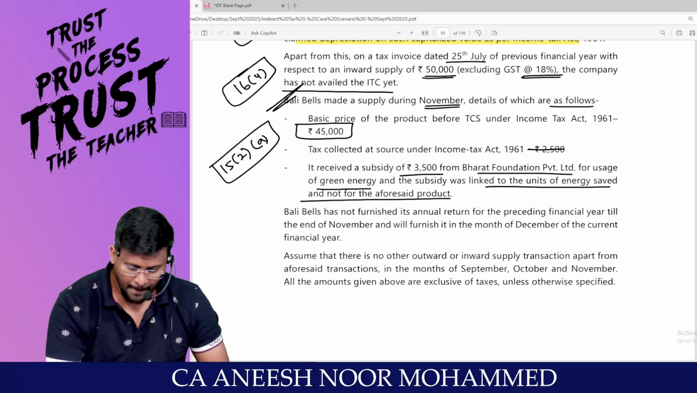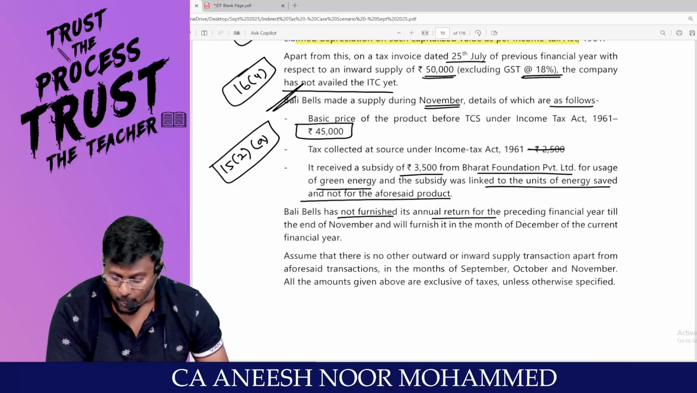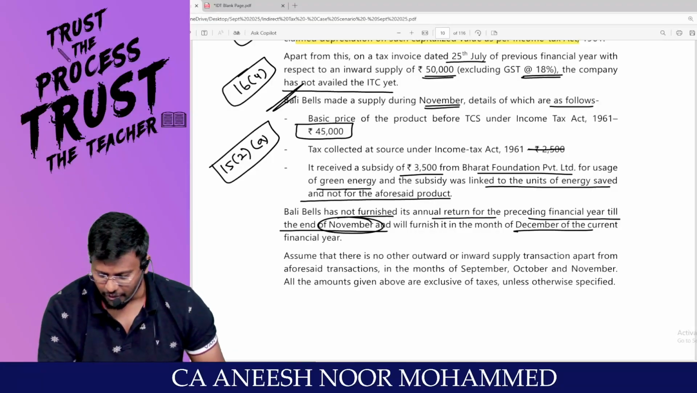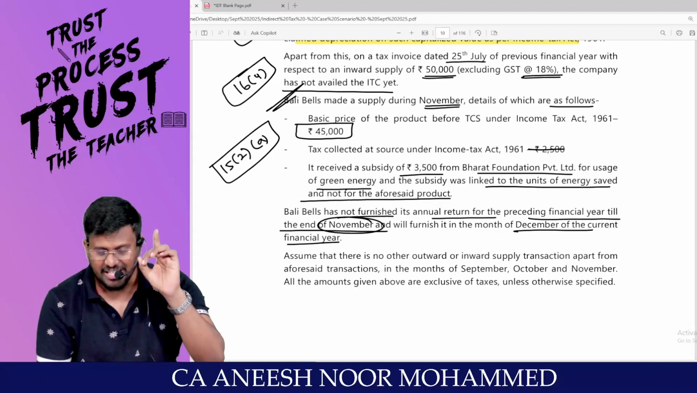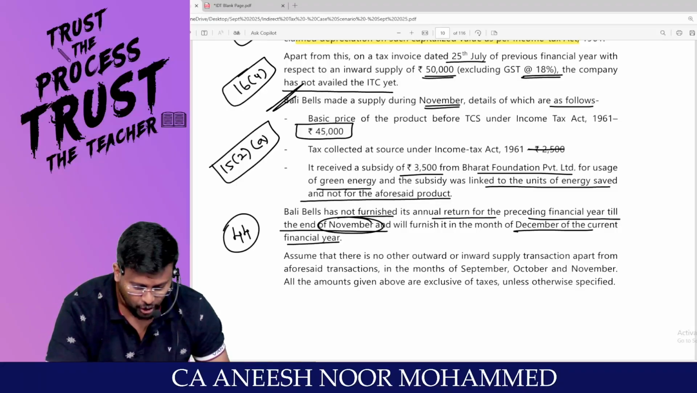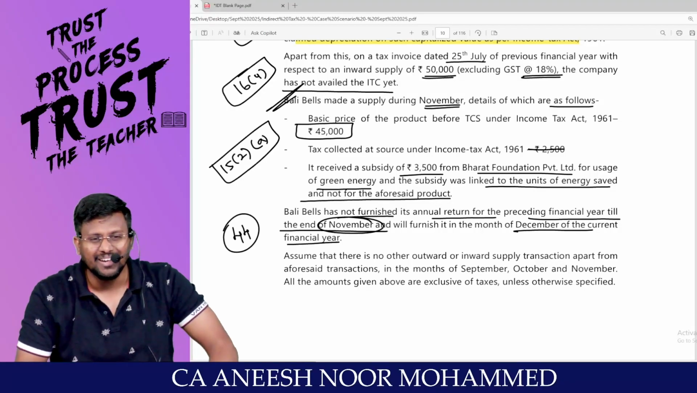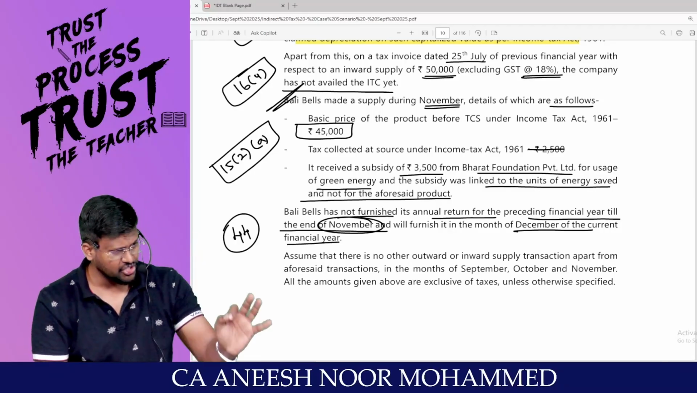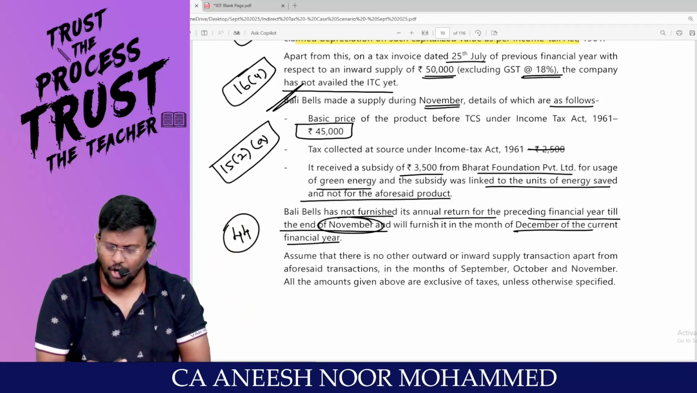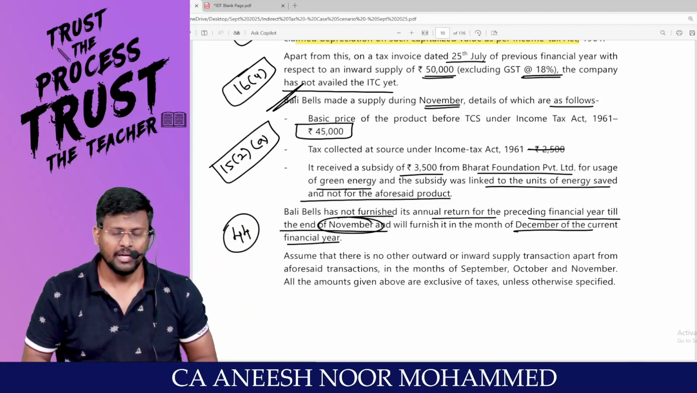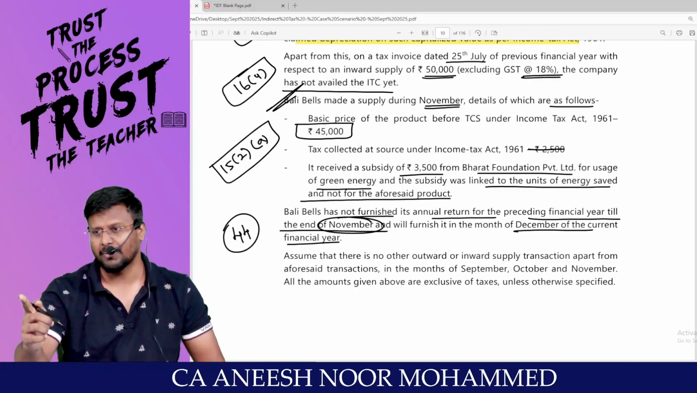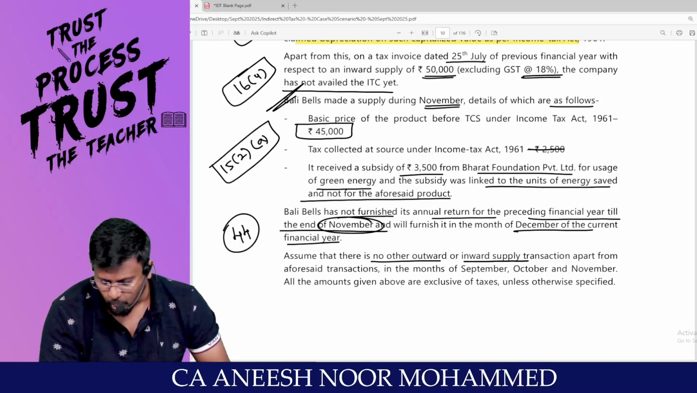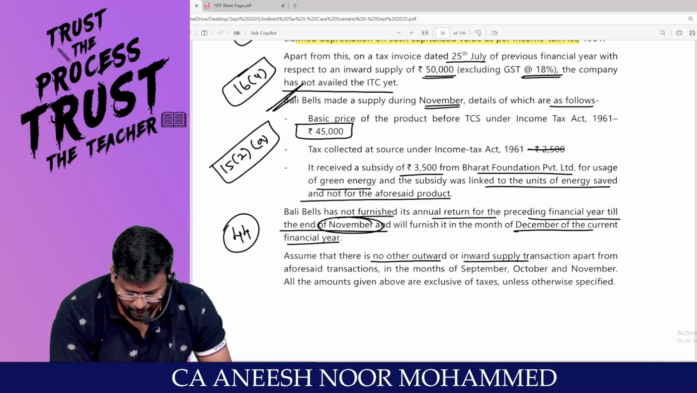Are you remembering? Bali Bells have not furnished their annual return for the preceding financial year till the end of November and will furnish it in the month of December for the current financial year. That means they are talking about the annual return, section 44. As per section 44, the annual return can be filed, sir, till 31st of December. The due date of furnishing the annual return is 31st of December. They have not filed it till November because I am in the month of November. Even though you have not filed the annual return, 30th November is the last date to avail the ITC of the last year. Accepting?